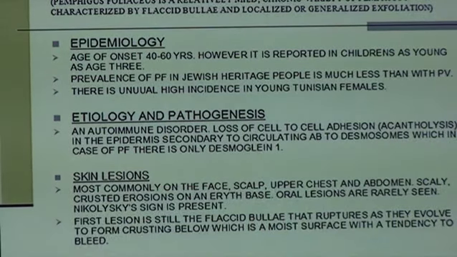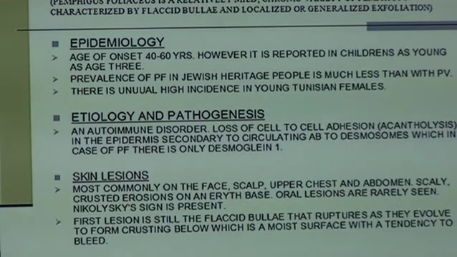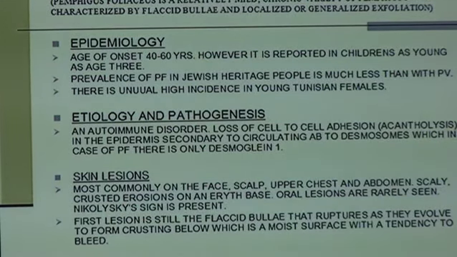The skin lesions are most commonly seen on the face, scalp, upper chest, and abdomen. Scaly crusted erosions on an erythematous base. The oral lesions are rarely seen. Positive for the Nikolsky sign. The first lesion is still the flaccid bullae that rupture as they evolve to form crusting, below which is a moist surface with a tendency to bleed.